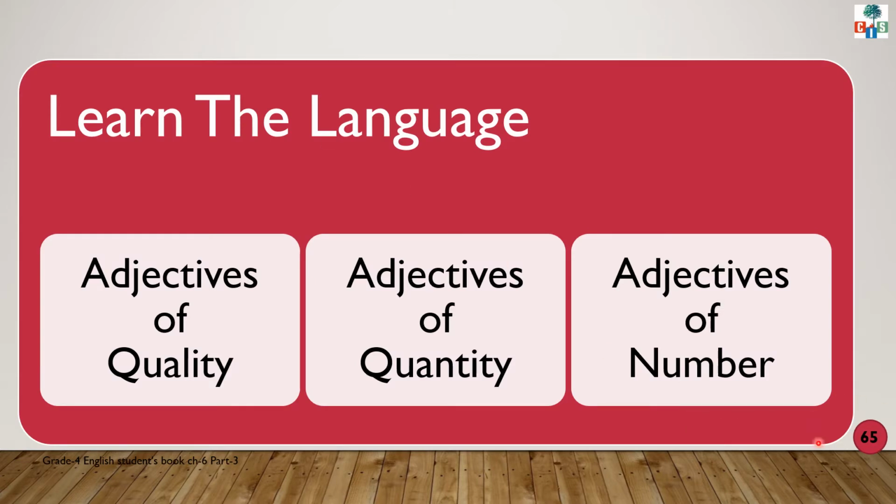Okay children, take out page number 65. Learn the language. Under this, children, we are going to learn about adjectives of quality, adjectives of quantity, adjectives of number. Now children, in your earlier class, in third standard, you have already learnt about adjectives. What are adjectives? Adjectives are those words which describe a noun. Adjectives describe the quality of a noun or the quantity of a noun. Let's understand this with a few examples.